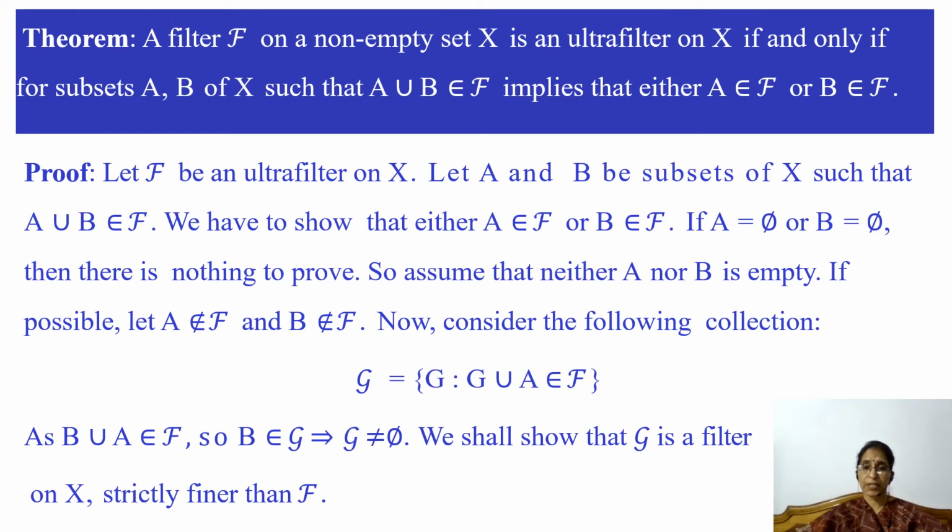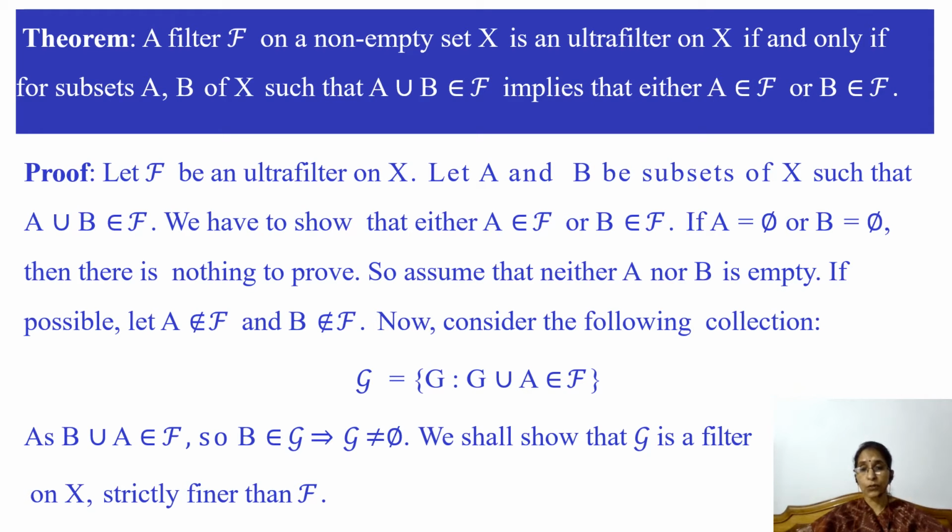Now the second theorem states that a filter F on a non-empty set X is an ultrafilter on X if and only if for any subsets A and B of X, A union B belongs to F implies that either A belongs to F or B belongs to F. Let us prove this theorem. Let F be an ultrafilter on X. Let A and B be subsets of X such that A union B belongs to F. Then we have to show that either A belongs to F or B belongs to F.